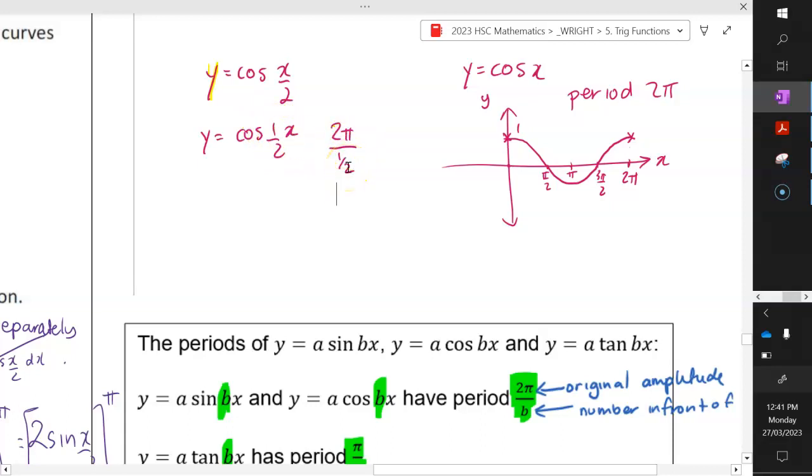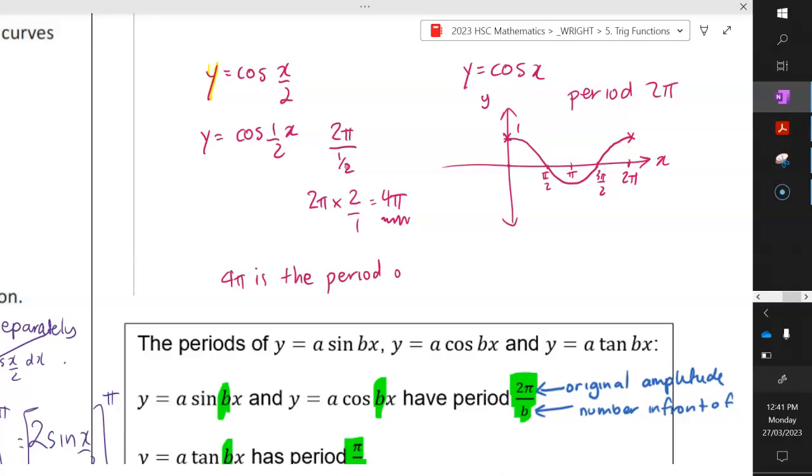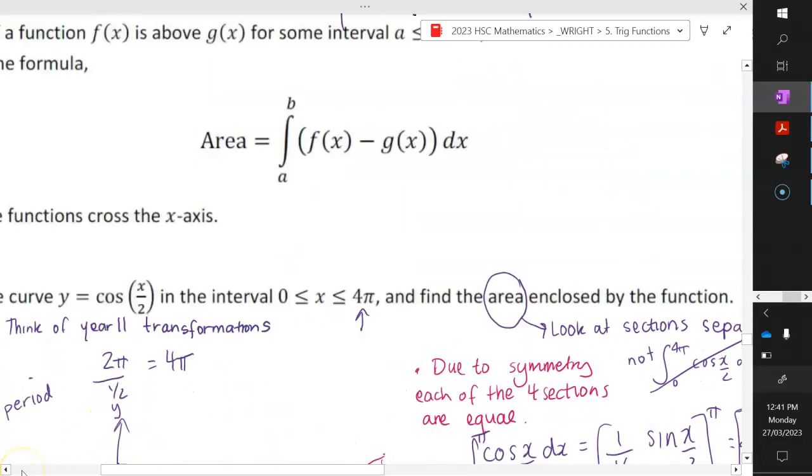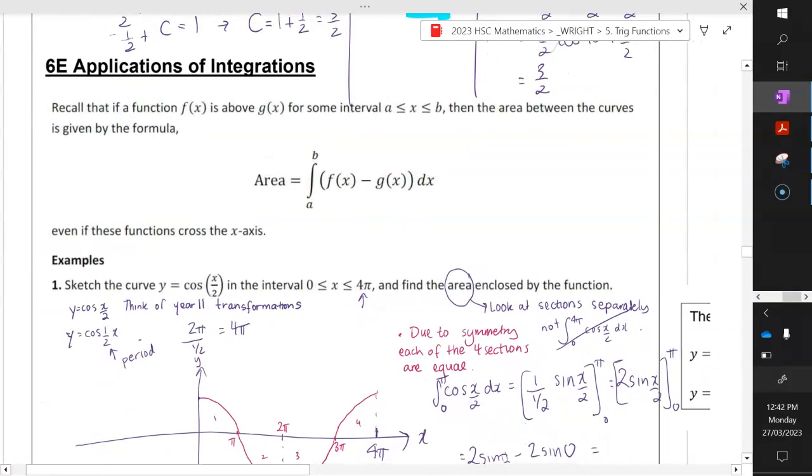And if I'm dividing something by a half, I am multiplying by its reciprocal. So I'm multiplying by 2 over 1, and I'm going to end up with 4 pi. And 4 pi is the period, let's write that in a sentence, of y equals cos of a half x, which is y equals cos x on 2. So that's how we change between one period and the other. That actually works really well, because what we're looking at with our curve here in the question, it's getting us to sketch that curve in the interval between 0 and 4 pi. So we're looking at one period or one cycle of that curve.